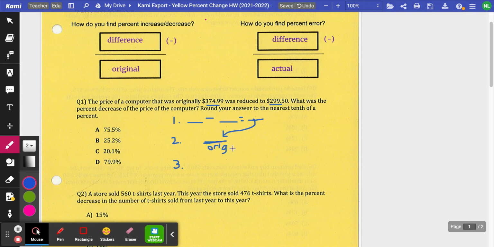The last thing you do is you take this answer as a decimal and you times it by 100. That is going to give you the percent, and you select your answer. I know that looks really confusing, but if you listen to me explain that whole entire thing, you would understand those 3 steps to do to figure out your percent decrease.